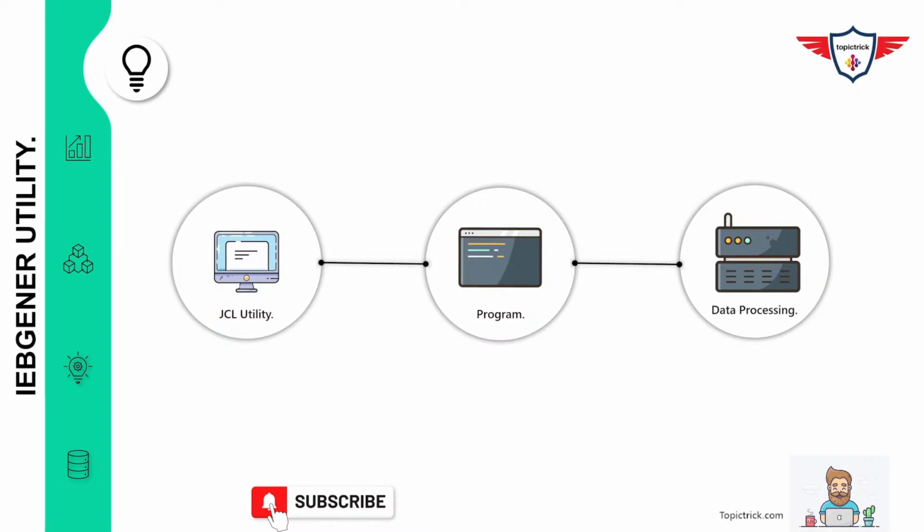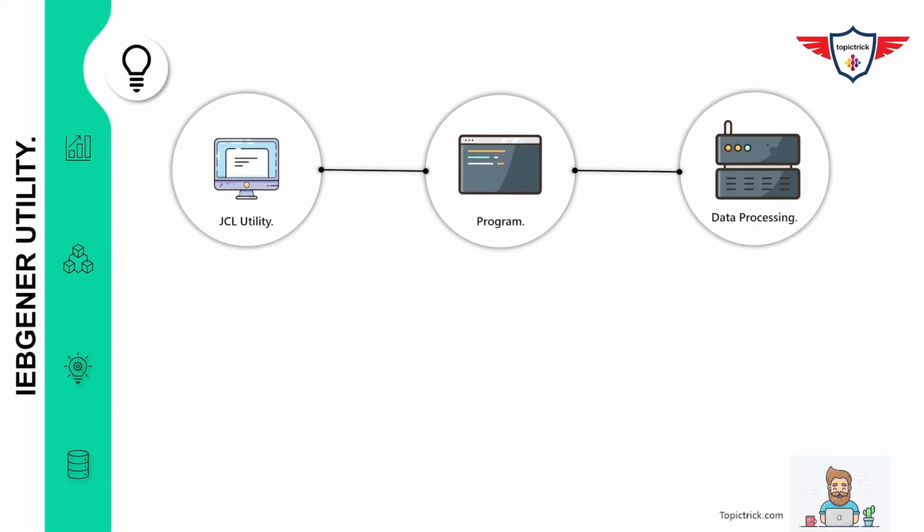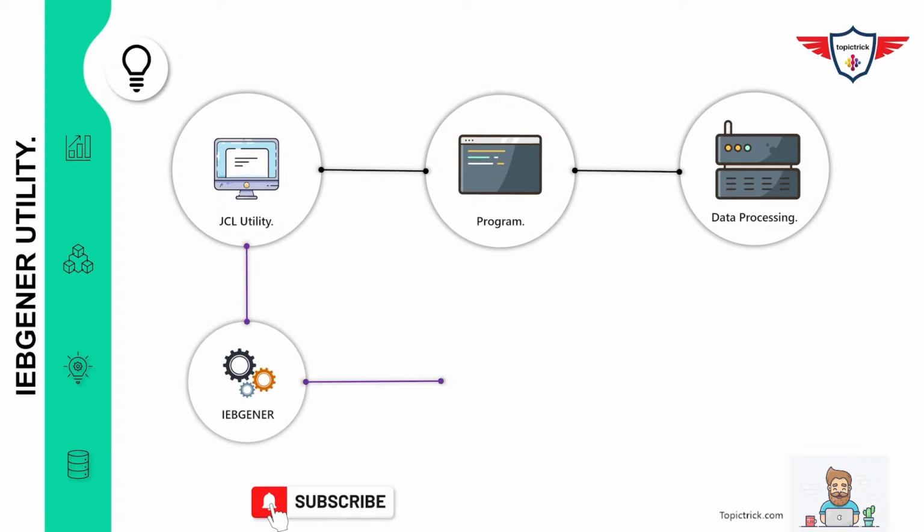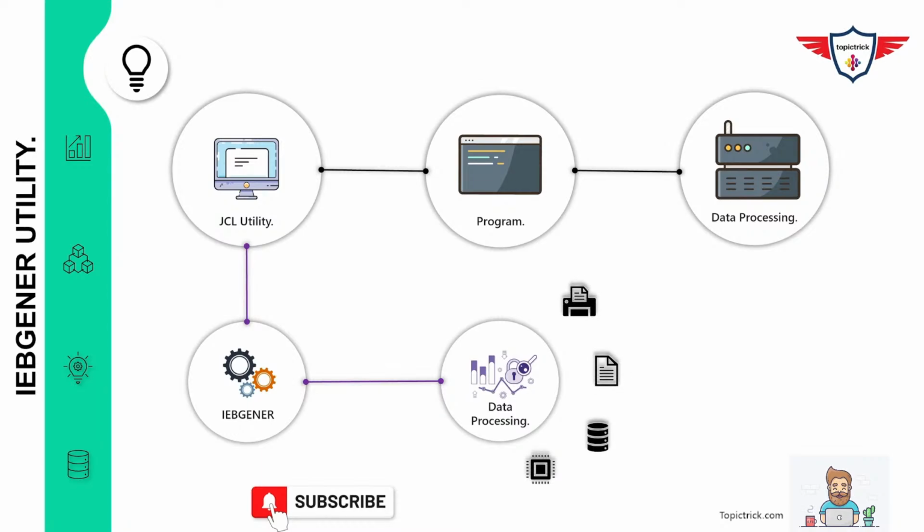Now let's talk about the IEBGENER utility. The IEBGENER utility is a copy program that has been a part of the operating system since the first release of OS/360. One of its many uses is to copy a sequential dataset, a member of a partitioned dataset or PDS, or z/OS Unix System Services files such as HFS files. As a result, this utility can be used to back up or restore sequential datasets.